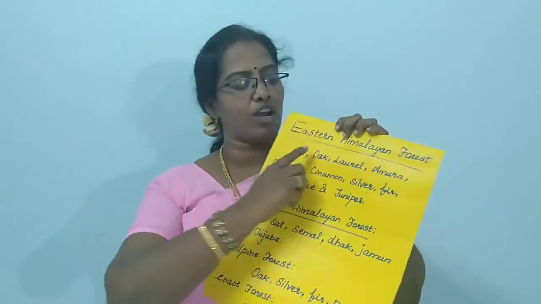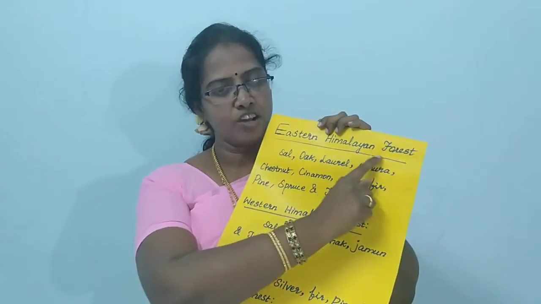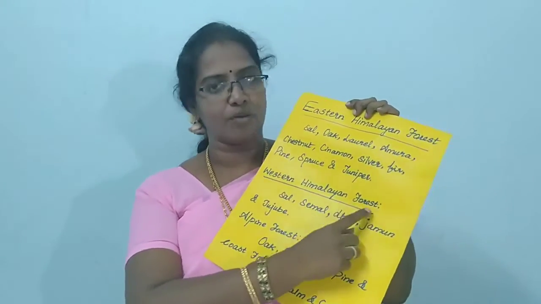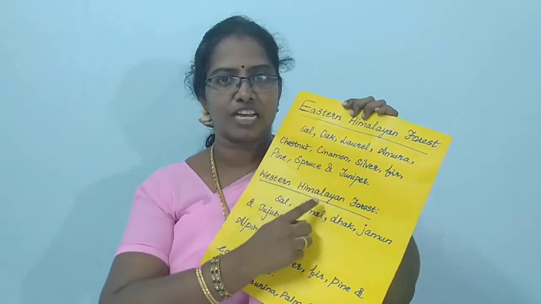On the basis of the altitude as well as the amount of rainfall, this forest, the mountain forest or montane forest, is classified into 2. What are the classifications? Eastern Himalayan forest as well as Western Himalayan forest. These are the 2 divisions under the mountain forest.